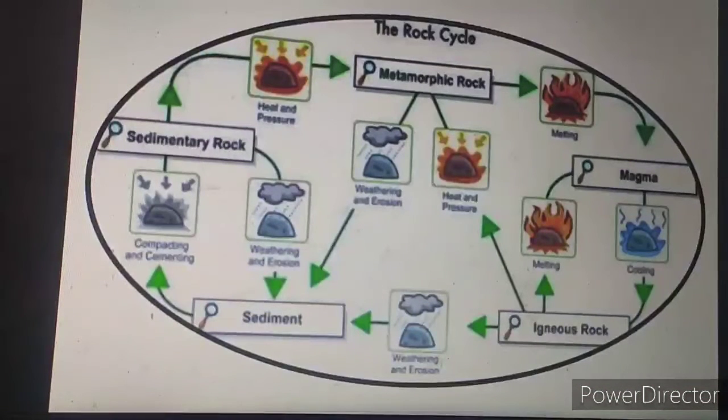So now we will be discussing the entire process of the rock cycle. But before that, we should first know what a rock cycle is. The rock cycle is the process by which rocks of one kind change into rocks of another kind. Now we are going to discuss the entire rock cycle process.